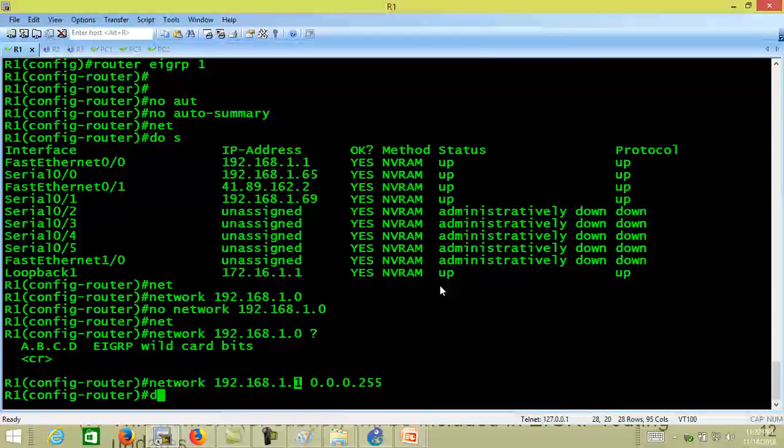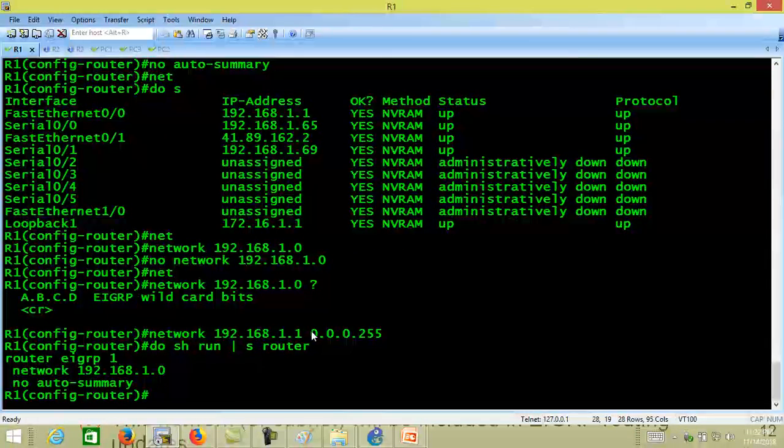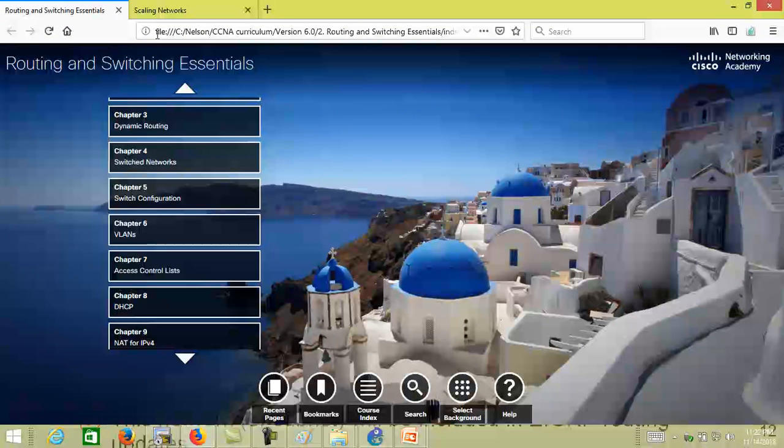So in fact, if I do show run, we can do section router, just to see, so you can see that I typed this, it is taking that. I hope I've made sense on that, but I believe by the time we look at NAT, and let me try to find our bearing on where we are.